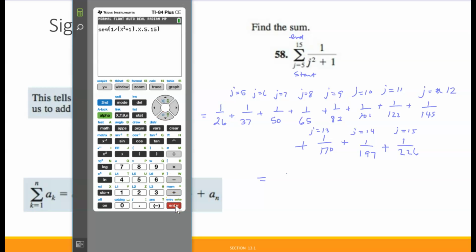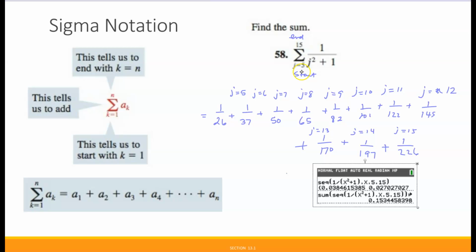Hit paste. Now these are the terms. Now we want to add those all together. So list, ops, math, sum. We want to sum the sequence. If it can, we're going to get our answer in a fraction. If it can't, then we'll just settle for a decimal. Okay, so if I let J go from 5 to 15, found all the terms of the sequence, added them all together, we would end up with 0.153 to 3 decimal places.